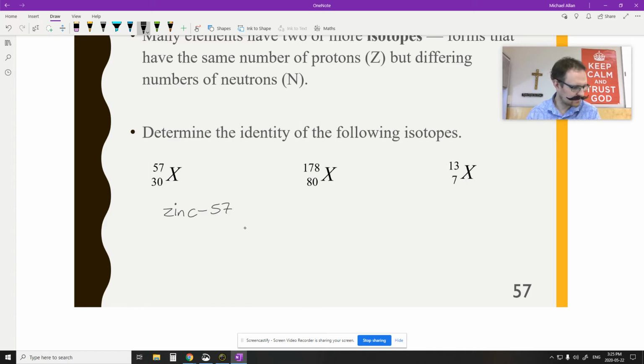So here we got 80. So I look at my periodic table and try to find 80. Okay, that's mercury.